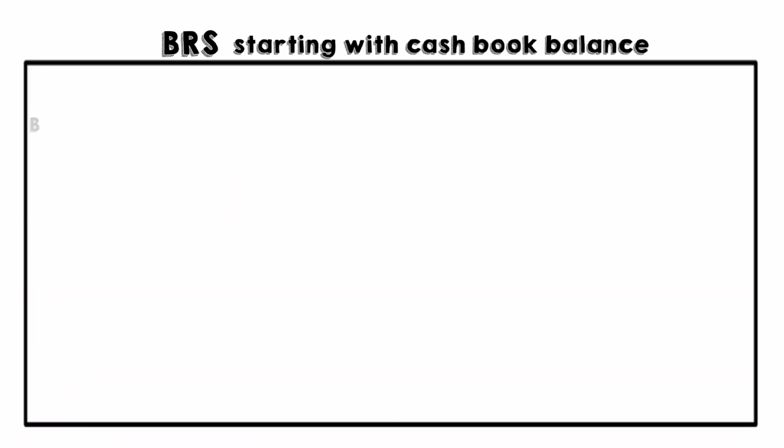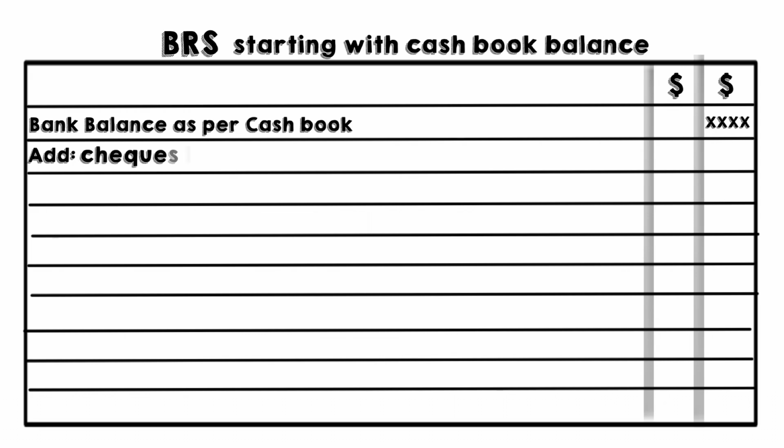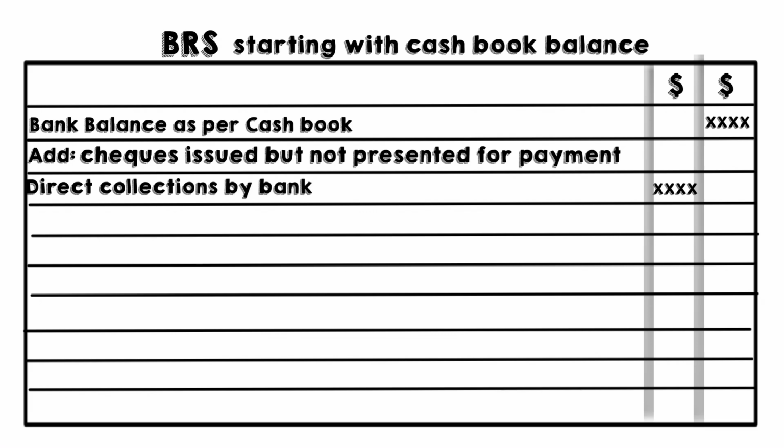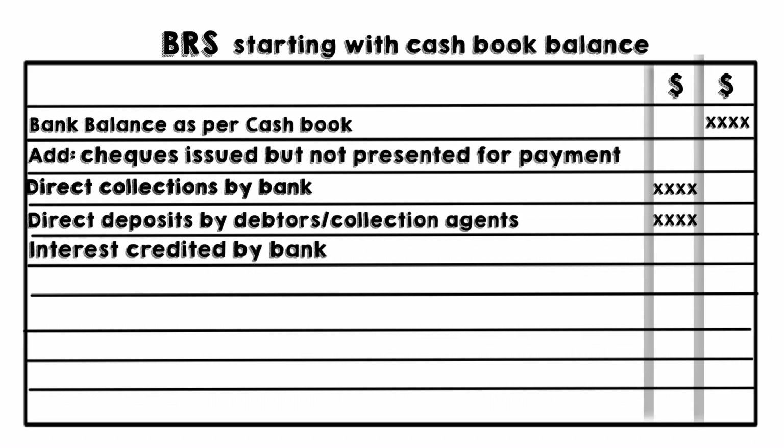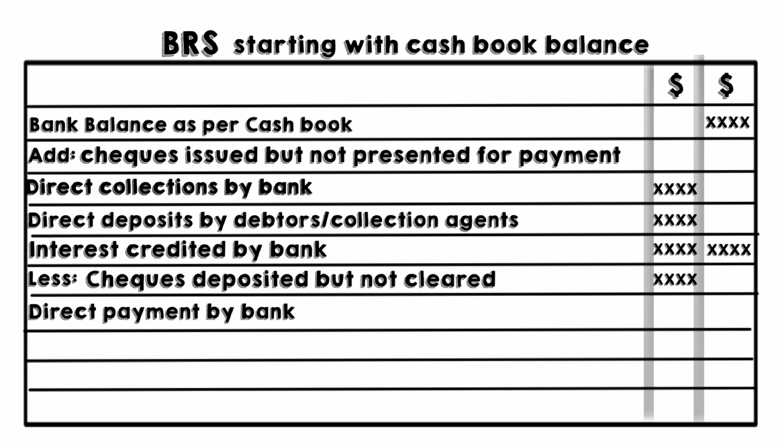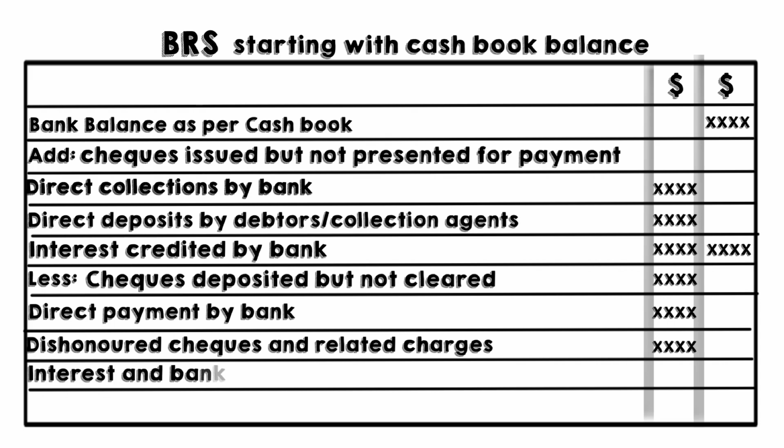BRS, starting with Cashbook balance. Bank balance as per Cashbook. Add: checks issued but not presented for payment; direct collections by bank, direct deposits by debtors or collection agents; interest credited by bank. Less: checks deposited but not cleared; direct payment by bank, dishonored checks and related charges; interest and bank charges. Balance as per Passbook.